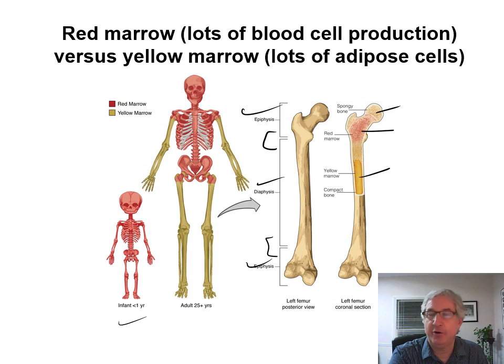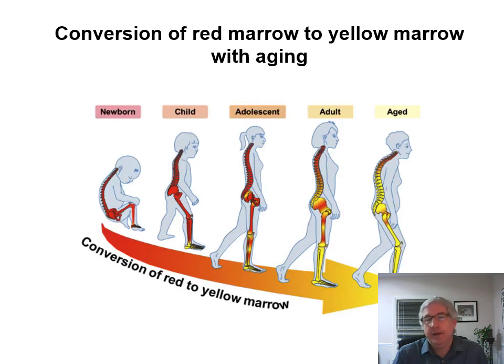And we have yellow marrow all filled in here, and there's compact bone on the outside. So that's a left femur with a frontal section to it, or coronal section. All right, next slide. So here it shows the conversion of red marrow to yellow marrow with aging.